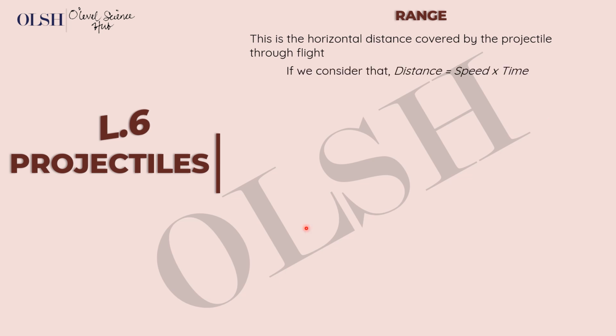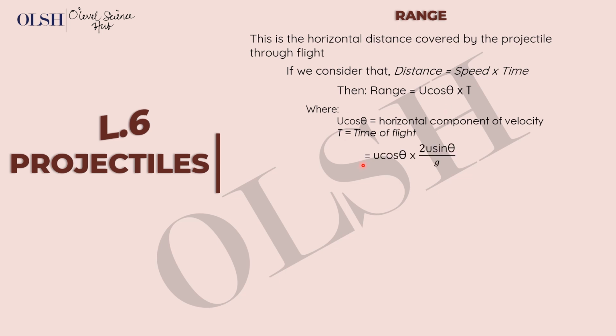If we consider that distance is equal to speed times time, then range can be gotten as u cos theta times t, where t represents time of flight and the speed is the horizontal component of the velocity. So u cos theta times 2u sin theta over g, because t represents the time of flight. The time we consider for our range is the time it took to complete the full flight, so we use the formula for time of flight as t.